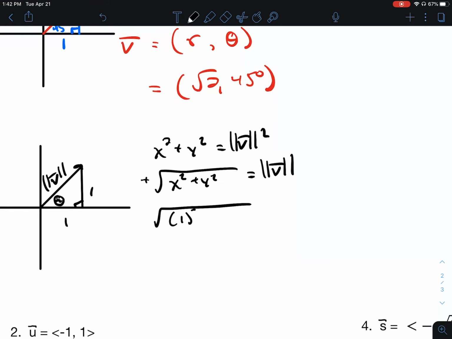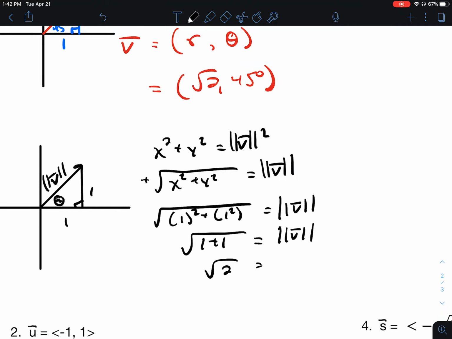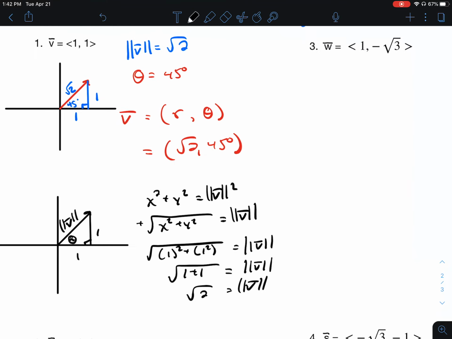So that's going to be 1 squared plus 1 squared. One plus 1 is 2. So if you didn't know your special right triangles, you would also find that the magnitude of this little fellow is square root of 2.